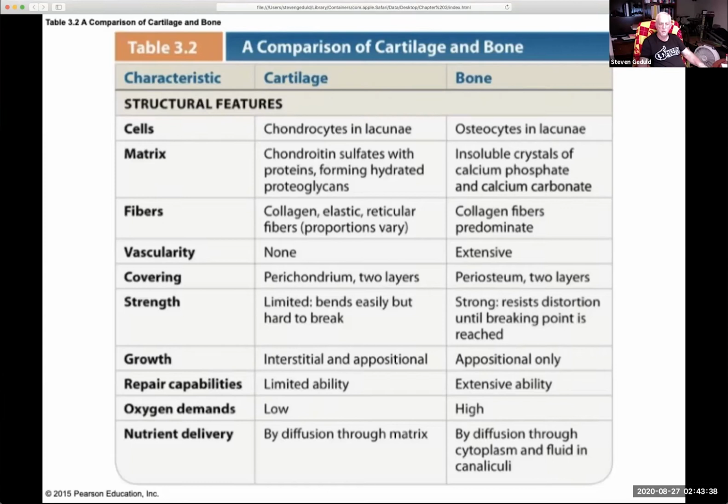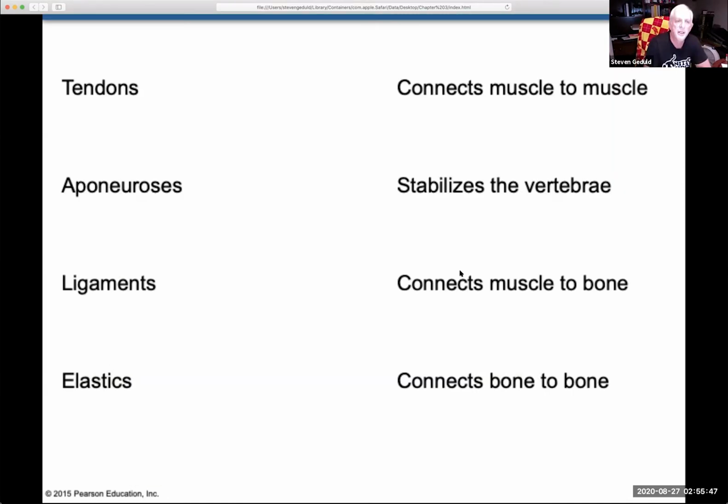Nutrient delivery by diffusion through the matrix for cartilage because there are no blood vessels. For bone, it's by diffusion through the cytoplasm and fluid in the canaliculi as it gets delivered. All right, match tendons to which one? What are tendons? Connects muscle to bone. Connects muscle to bone? You got it.